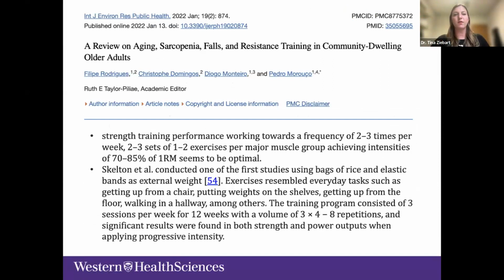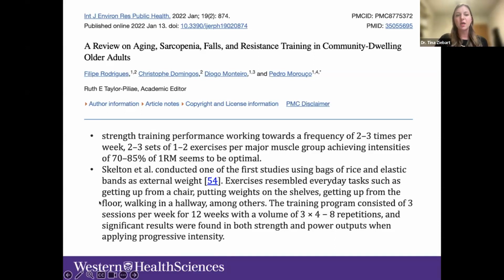So again, looking at another review, on aging and sarcopenia. Sarcopenia, recall, is a decrease in muscle mass. Falls and resistance training. With this study, I wanted to highlight some of the dosage that they were using. The strength training was performed 2 to 3 times per week for 2 to 3 sets, and 1 to 2 exercises for each of the major muscle groups, trying to get to about 70 to 85% of the 1 RM. That seemed to be the optimal dosage to try to reduce the risk of falls in community dwelling older adults.